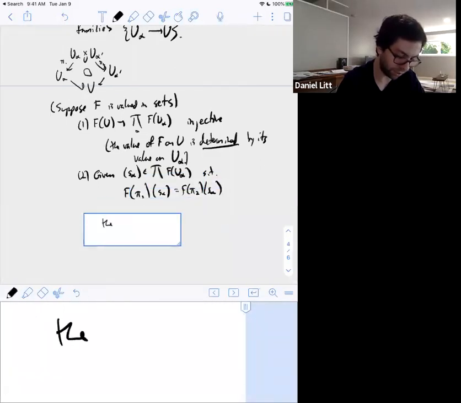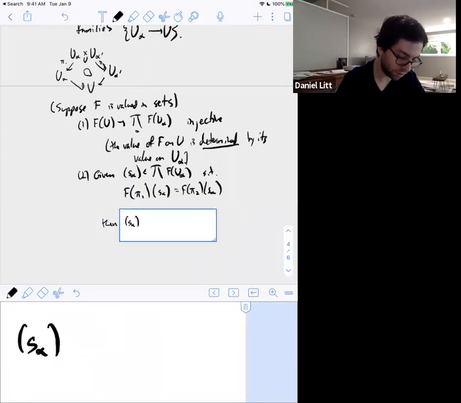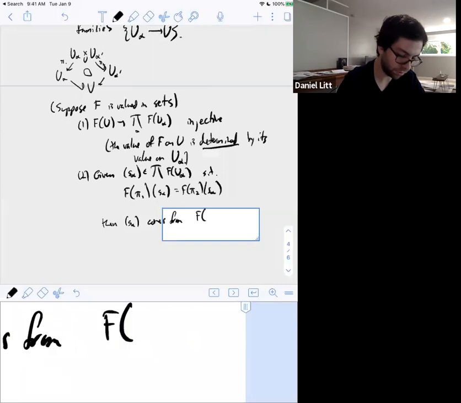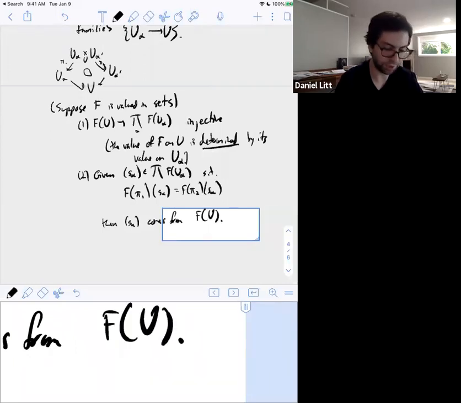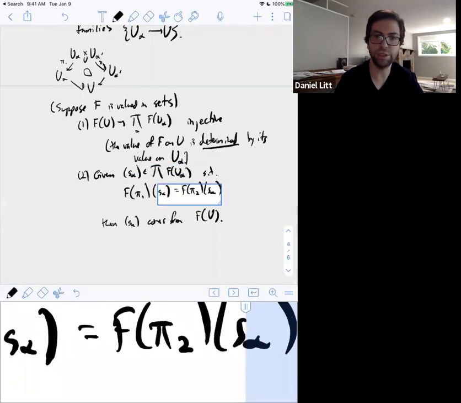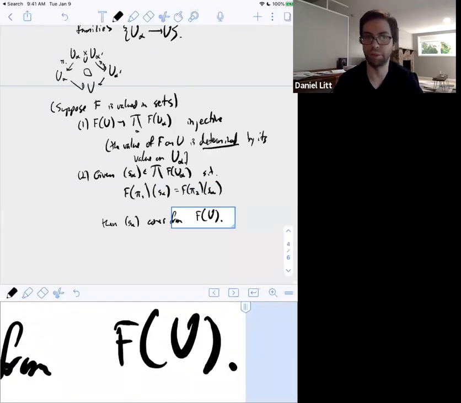then we can glue. So then we're saying that S alpha comes from f of u. So given some stuff on the cover, which agrees on the intersections, it comes from the union. It comes from the thing being covered. Okay. Are there questions about that?